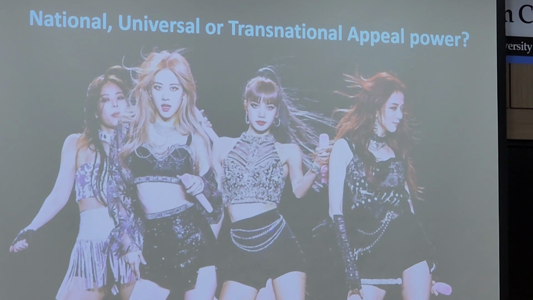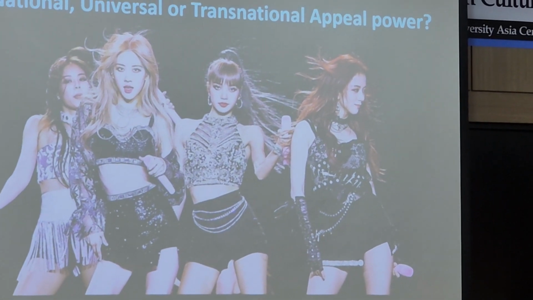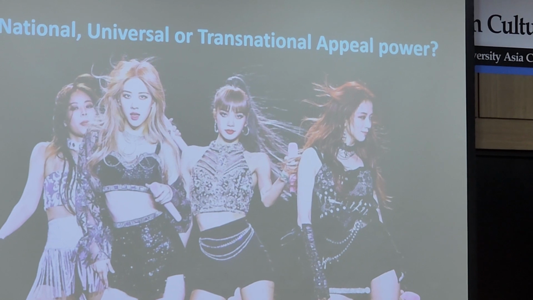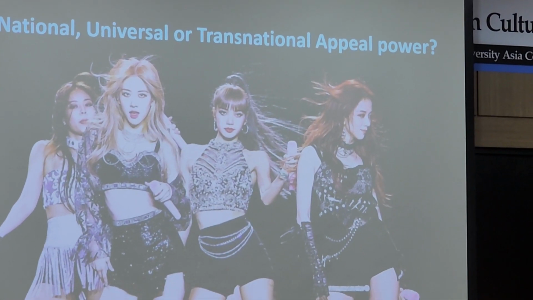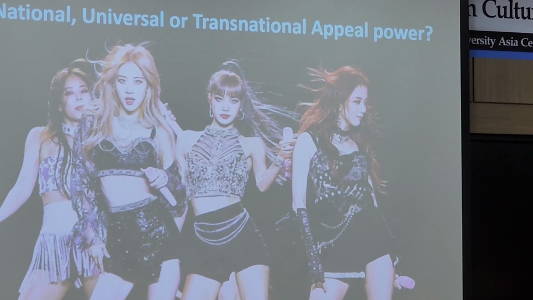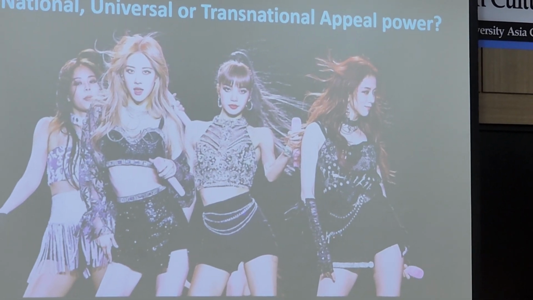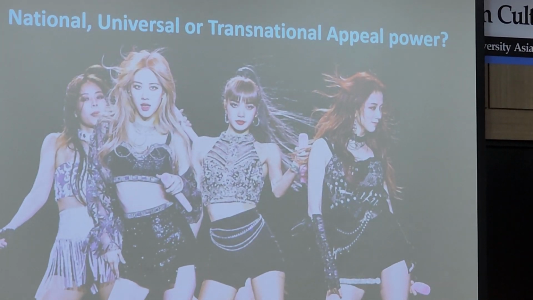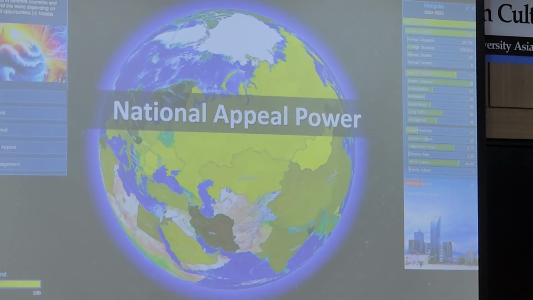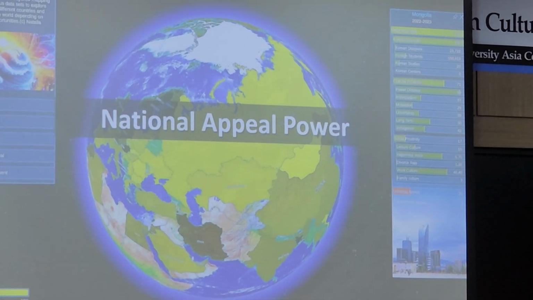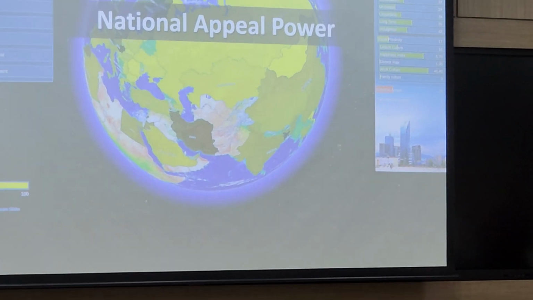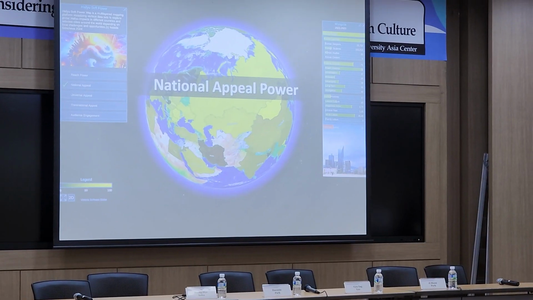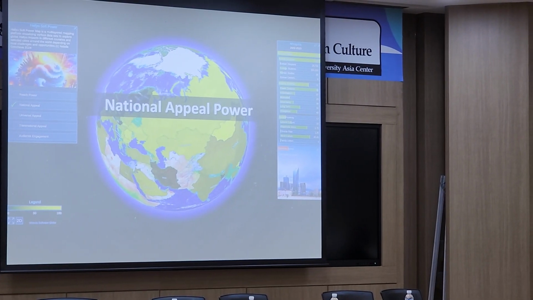But of course, just reaching somebody is not enough. It doesn't guarantee any success. We need to bring something to the audience that would appeal to them and would be close to their heart. So I'm looking at these different components of appeal power, and I'm looking at the national, universal, and transnational appeal powers that exist. So this is my mapping of the national appeal power. We can see a lot of countries, not only in Asia but also in Europe, highlighted in yellow, and I will go over this.